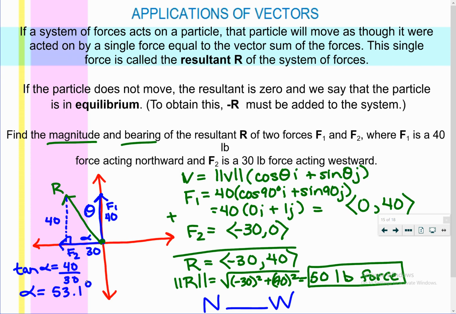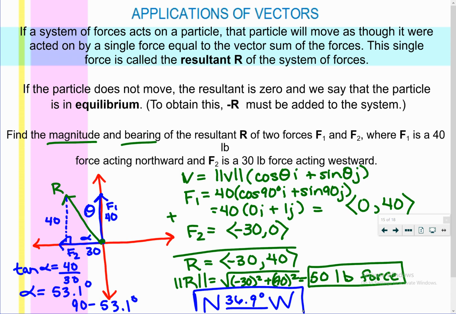How is alpha related to theta in this picture? They're what minus? Not quite. It's 90 minus. They add to 90 in this picture. So they're complements. 90 minus 53.1 is going to give me 36.9 degrees. Okay, and those are the two things that we need.